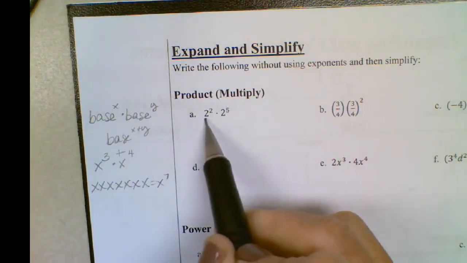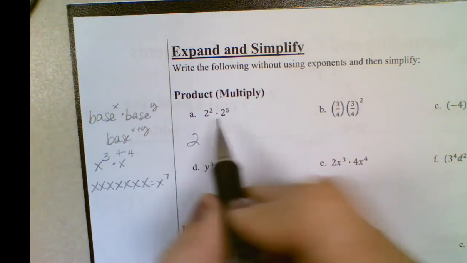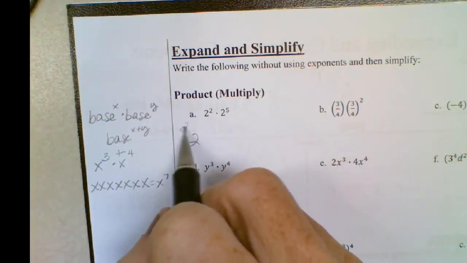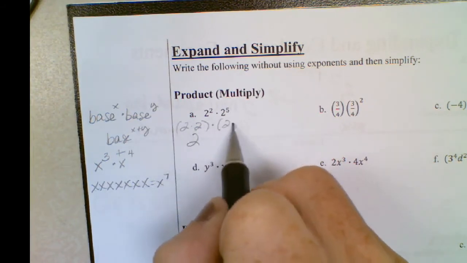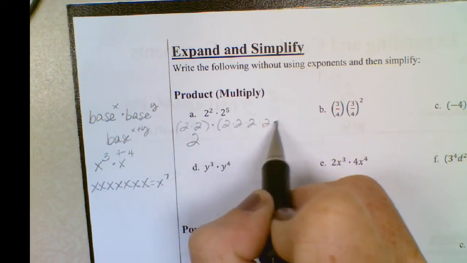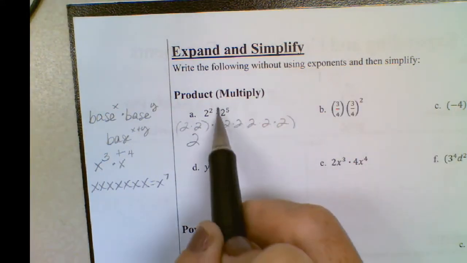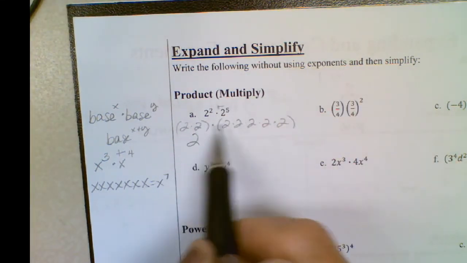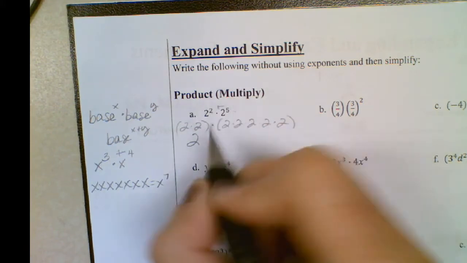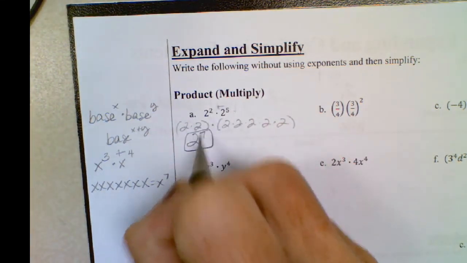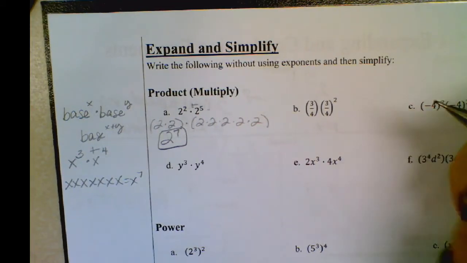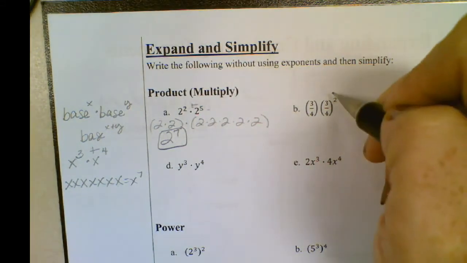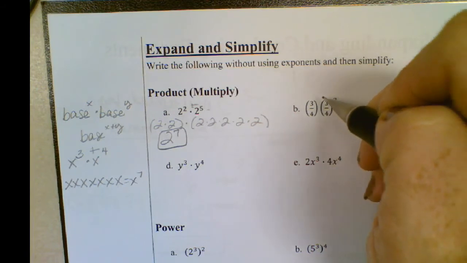So same thing here. As long as your base is the same and you're multiplying them together, that really means 2 times 2 times 2 times 2 times 2, 5 times, right? So you just have to add those exponents together. So you've got 1, 2, 3, 4, 5, 6, 7. 2 plus 5 is 7. So 2 to the 7th. Okay? Remember that if you have no exponent on a base, it's always assumed to be 1.